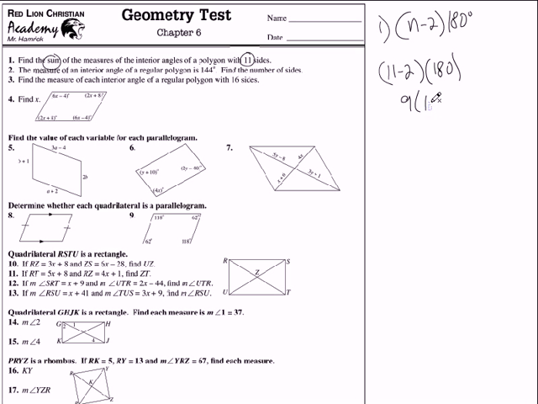Of course, that's 9 times 180. And you punch that into your calculator. Let's see. 9 times 180. I'm doing it right now. 1620. So 1,620 degrees. That's the sum of the angles. That's the sum of the measures of the angles inside a polygon with 11 sides. All right.